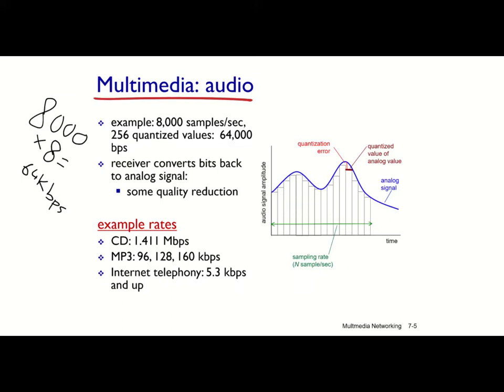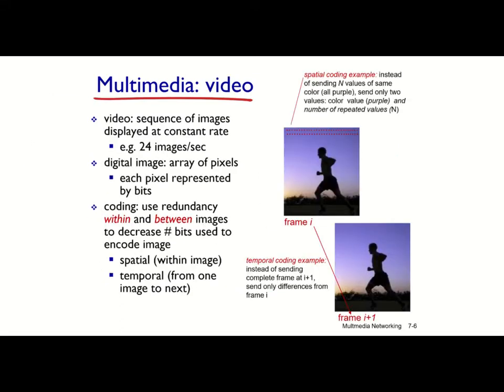But as I said, for internet telephony, we don't need that much quality. So 5.3 kilobits per second and up is the normal rate for internet telephony, which is much less than MP3 or CD. For videos, we also have a similar discretization technique.